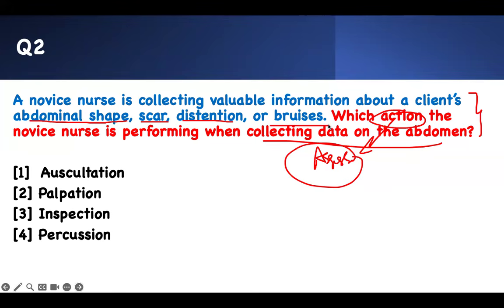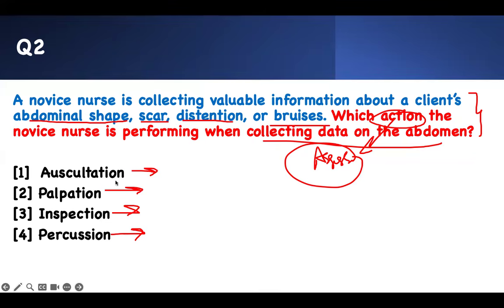If you look at somebody's abdomen and you're looking for scars, distension, bruises, and the shape of it, what are you doing? Are you auscultating? Are you palpating? Are you inspecting? Are you percussing? That's test taking strategy. The question is a little bit tricky, but when you look for the buzzwords, action, what am I assessing? I'm assessing for shape, scar, distension, and bruises. I've changed the whole question in a way I can feel comfortable with.